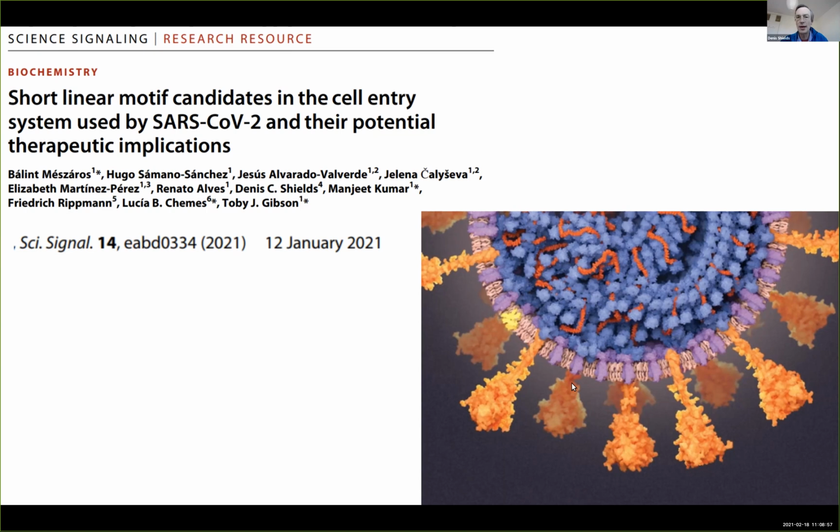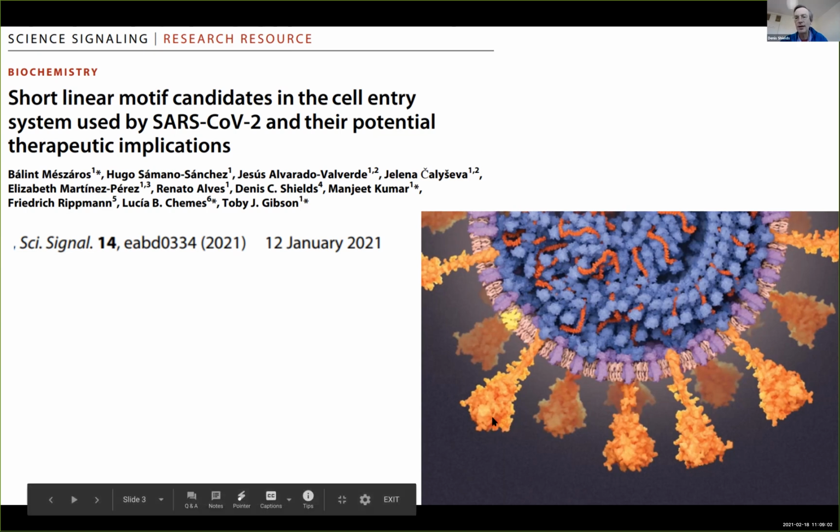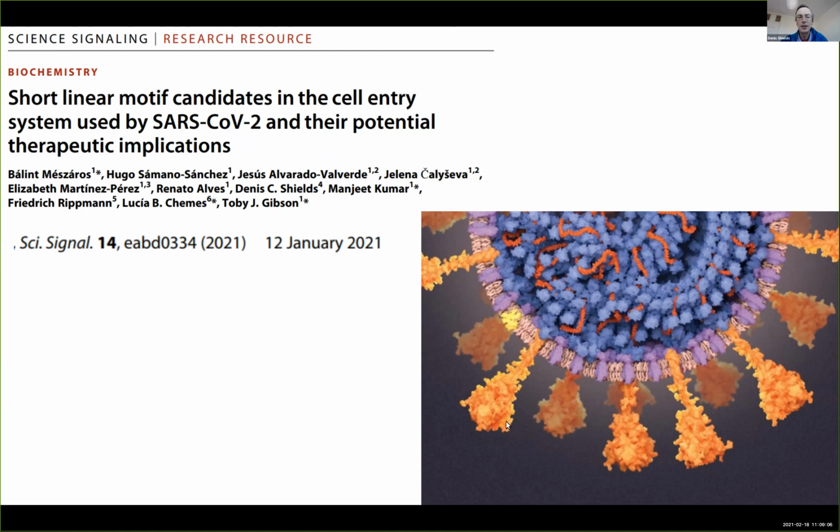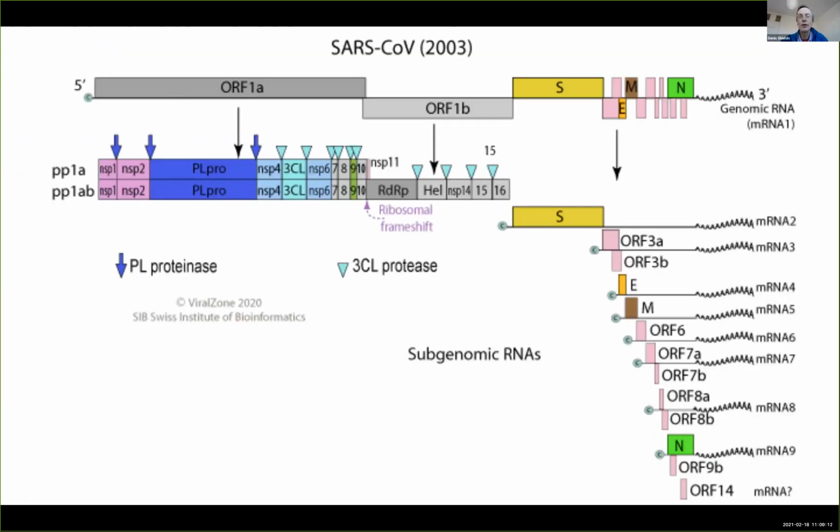So the questions we had were simple enough: how is this virus getting into us? What's it doing? Are there bits of it that we could understand better to help us learn to stop the virus from doing the things that it does? So here's one way of looking at a SARS virus. Sorry, I didn't have a picture of SARS-CoV-2, but it's pretty similar.